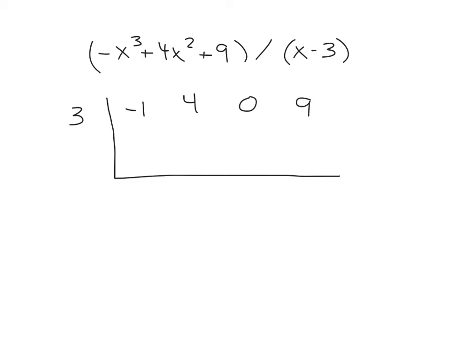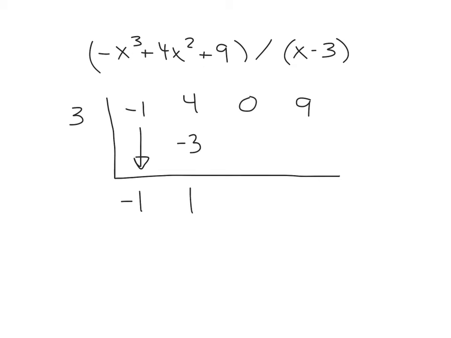Now, the first thing you're going to do is bring down your first term, which is your negative 1. Then you're going to multiply: what is 3 times negative 1? Well, that's clearly negative 3. Now you're going to add. 4 plus negative 3 is 1. So you're going to put a 1 there.